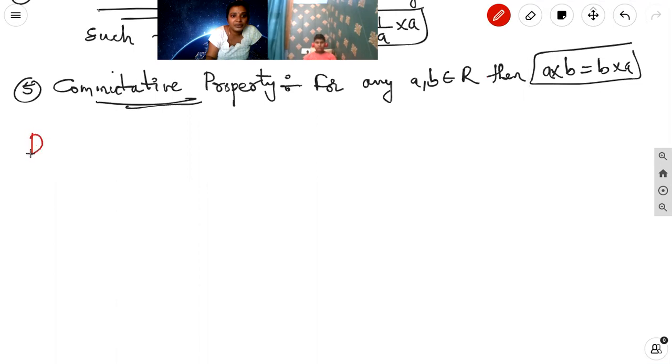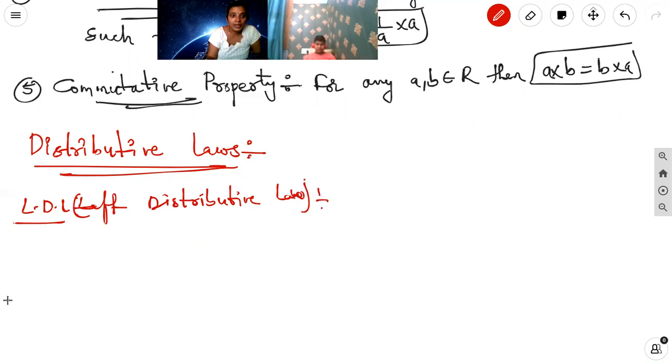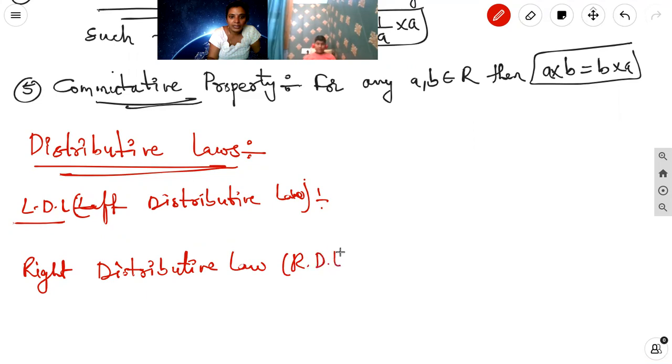In the distributive laws, there is the left distributive law and the right distributive law, LDL and RDL. First, the left distributive property or left distributive law.